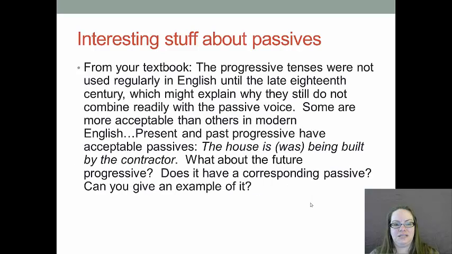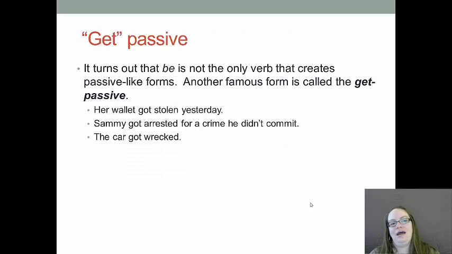Our textbook says that because the progressive tenses were not used until the late 18th century, that may be why they weren't used as passives. They came after we had formed a lot of passives. So more modern things would not be as good for passives as others. We also need to talk about the get passive.